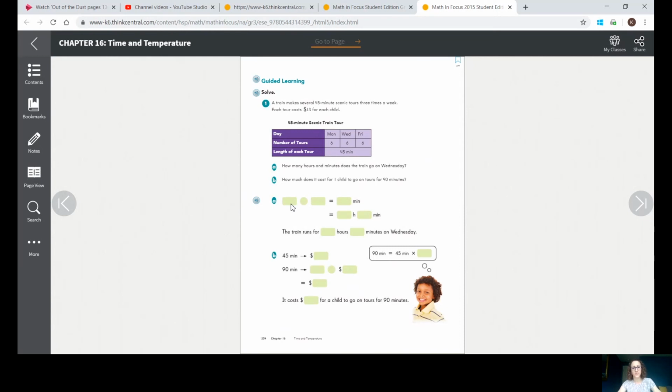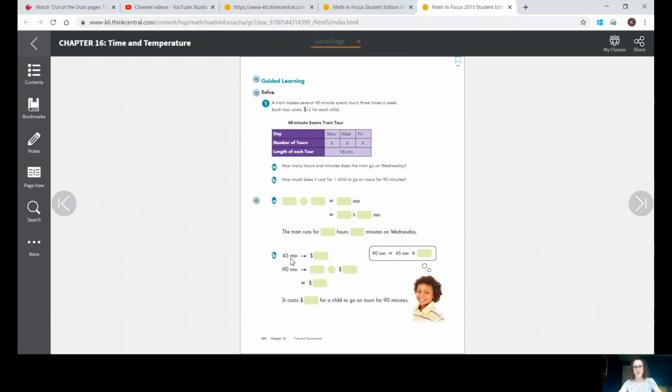Okay, so here you go. This would be for A, this would be your 45 minutes, that's the length, times the 6 tours, and that would get you 270 minutes, which is the same as 4 hours and 30 minutes. So the train runs for 4 hours and 30 minutes on Wednesday.